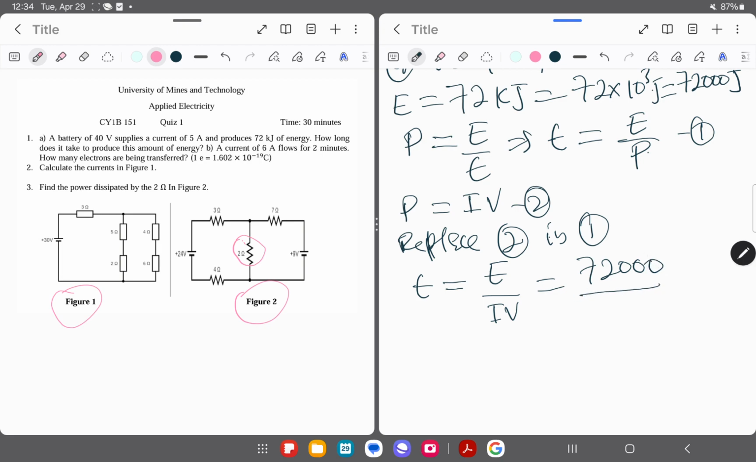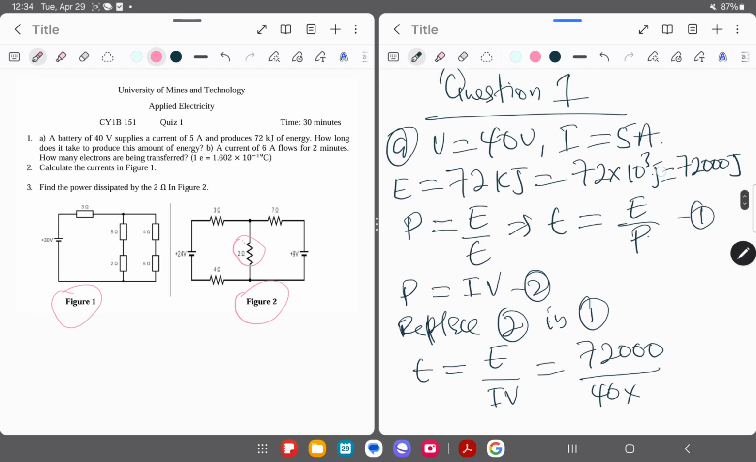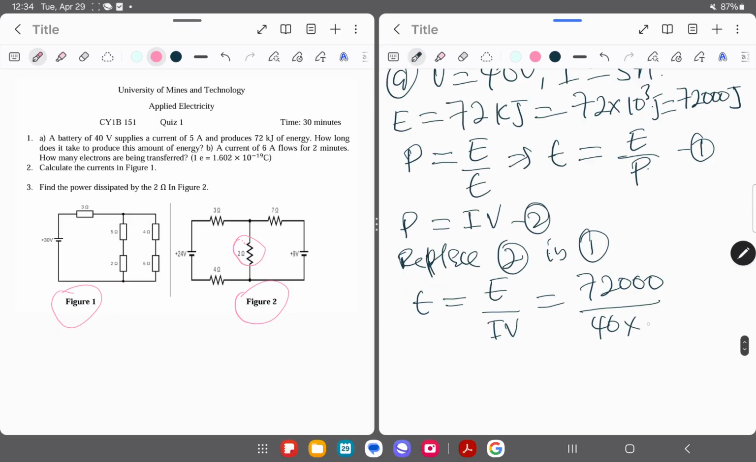So now we know that energy is 72,000, and the voltage is 40, times the current, which is 5 amps. If you do the division, the 0 here can cancel here, so we have 20 here. So let me just take 7,200 divided by 20.